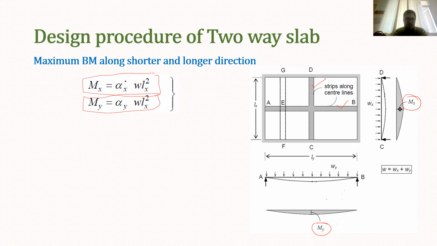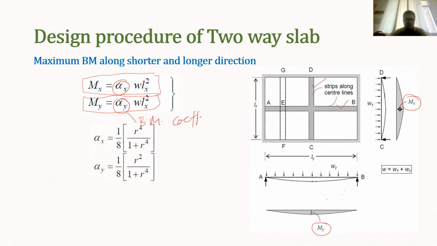Now in this, alpha x and alpha y are basically known as bending moment coefficients, and they are dependent on the aspect ratio, which is Ly by Lx. So even alpha x and alpha y can be calculated with the help of the aspect ratio. If we know the aspect ratio, we can directly calculate the alpha x and alpha y values with the help of these formulas. And we can even directly calculate the alpha x, alpha y values with the help of the table provided in the IS code. So I will show you that table and this formula in the IS code.